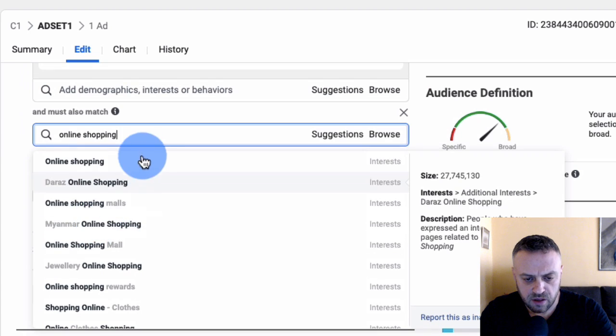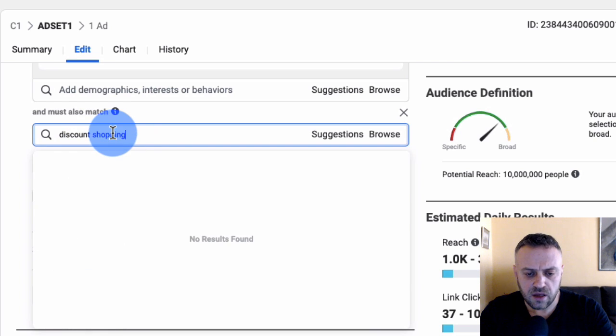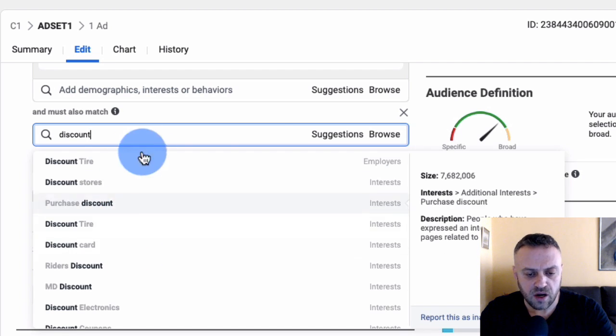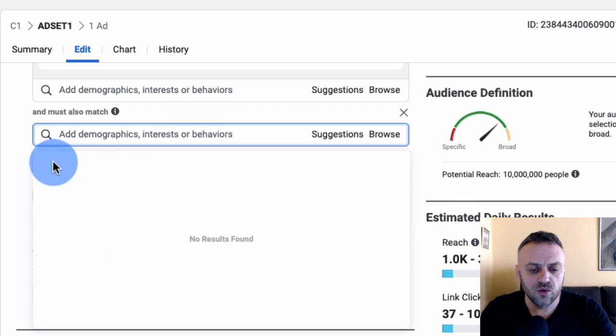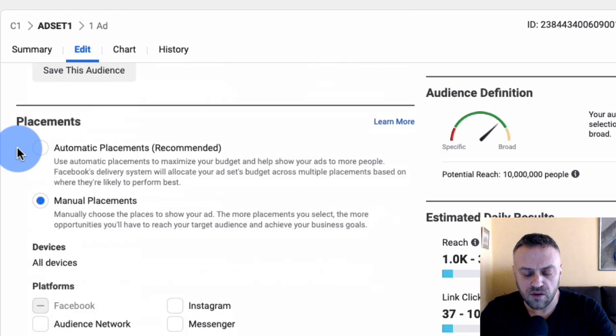There's some behaviors, but discount shopping. Let's try that. But okay, there's nothing here. How about discount, purchase discount. Yeah, discount card. Okay, so there's nothing really useful for us, right? So I'm just going to leave it with a 10 million. It's fine. It's absolutely fine.